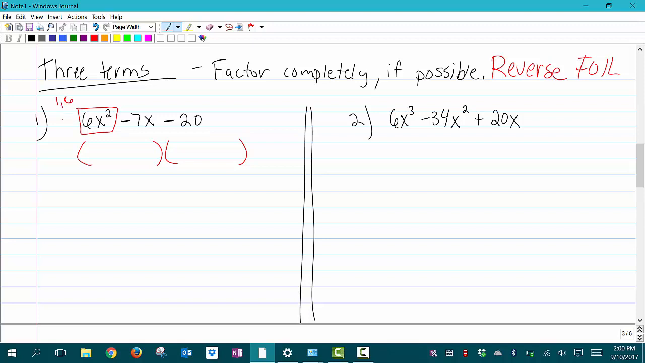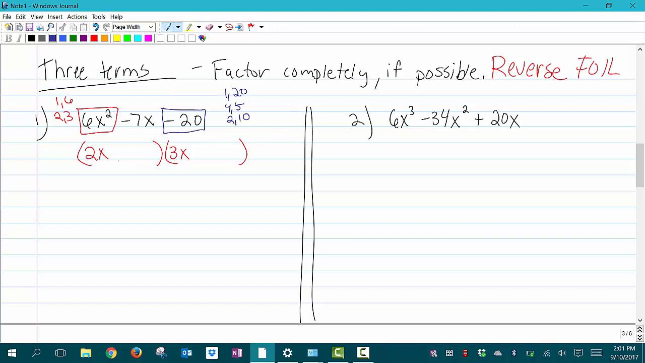So I'm going to play around with factors of 6. 1 and 6, 2 and 3. I'm going to start with 2 and 3. So 2x times 3x would give me 6x squared. First times the first has to give me the first. Then I go to the last. Let's play around with factors of 20. There would be 1 and 20, 4 and 5, 2 and 10.